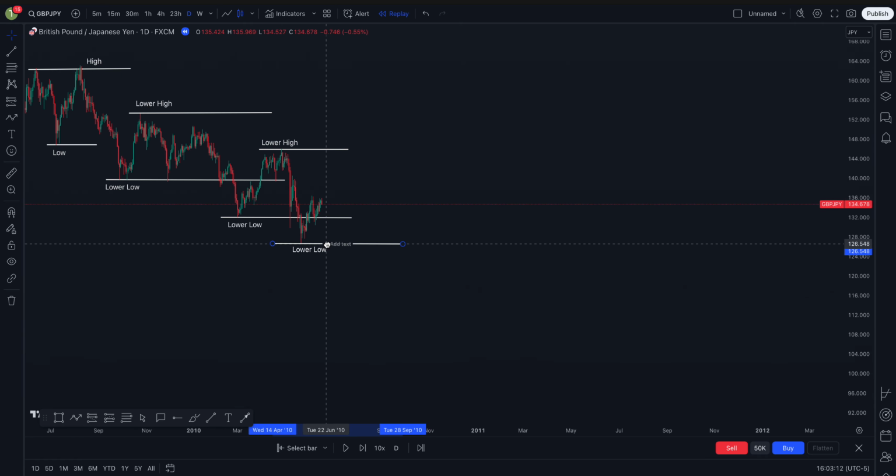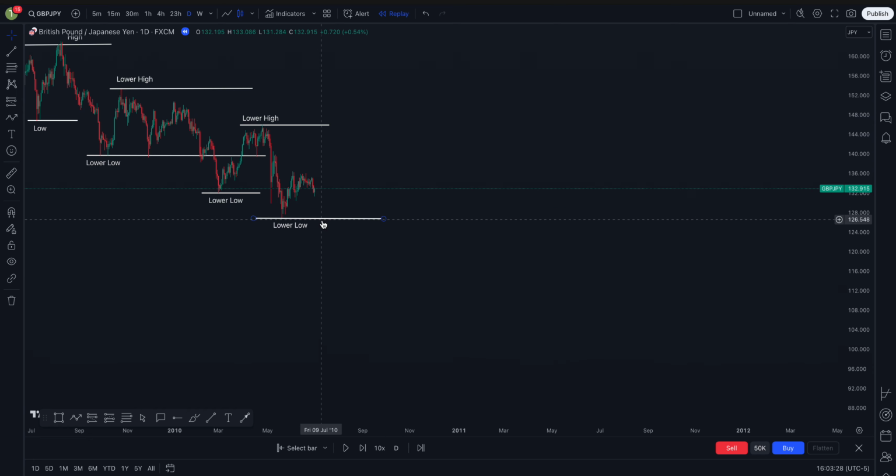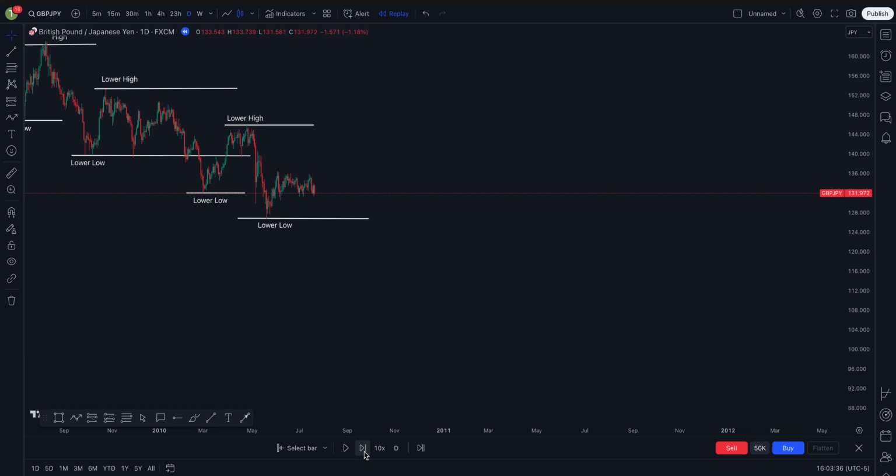Let's see if we can do one more move so that you guys can get it. So we're looking to see if the candles either break this low or break this high. If it breaks the low, it means our downtrend is continuing. If it breaks the high, that means we might be transitioning to an uptrend. So now we need to just watch and see what happens.